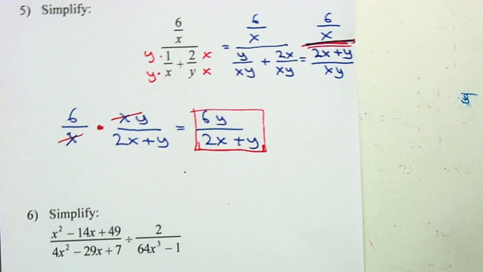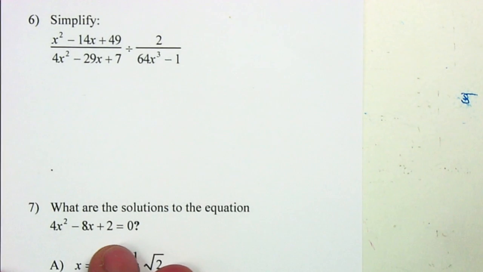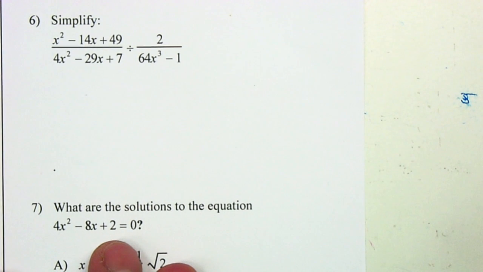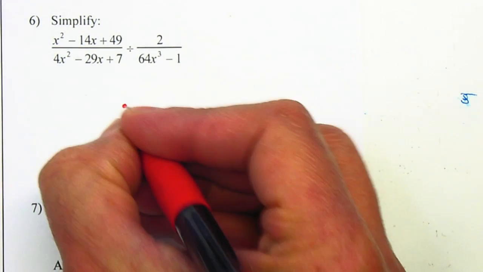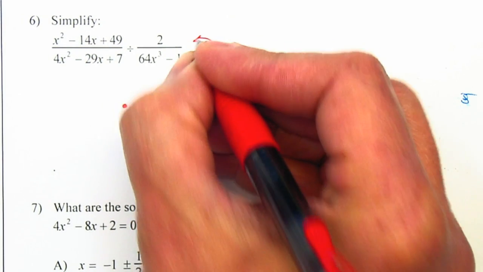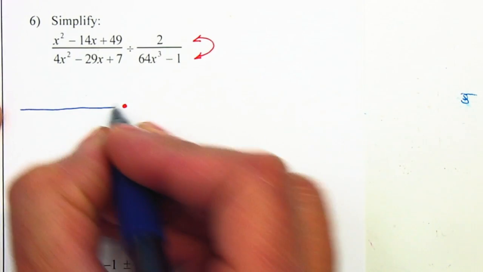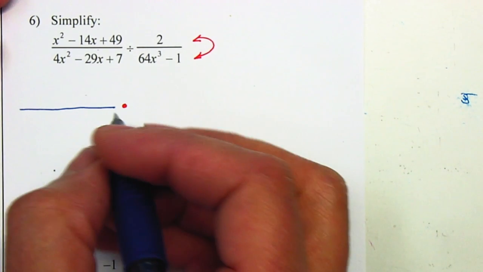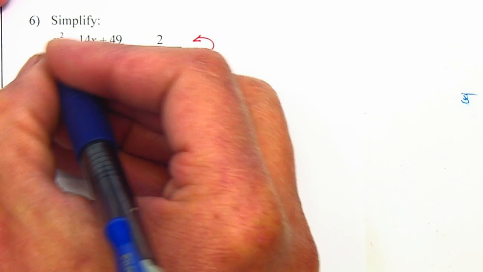Let's continue with problem number 6. On problem number 6, we have a division. When we have a division, we want to convert it to multiplication, just like we did on number 5, by taking the reciprocal of the second fraction. I'm going to go ahead and factor as I flip it. So the denominator over here, just so I don't forget, there will be a 2. I'm going to factor this out.